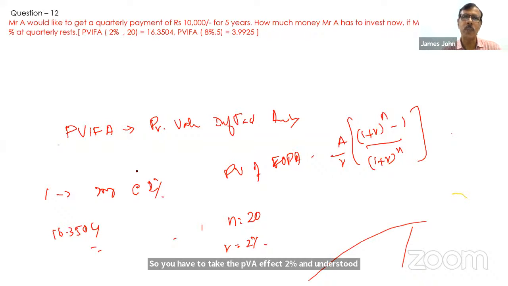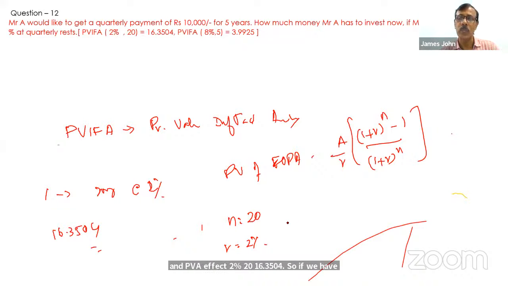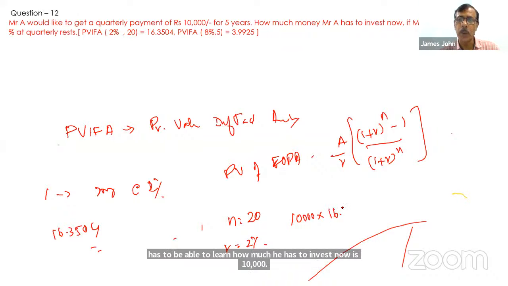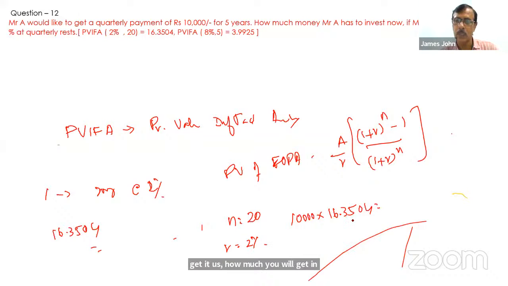Understand? And PVIFA 2% 20 is 16.3504. So if you want 10,000, you multiply 10,000 with 16.3504. The amount he has to invest now is 10,000 into 16.3504. How much will you get? Into 10,000, you will get 1,63,000. Isn't it?